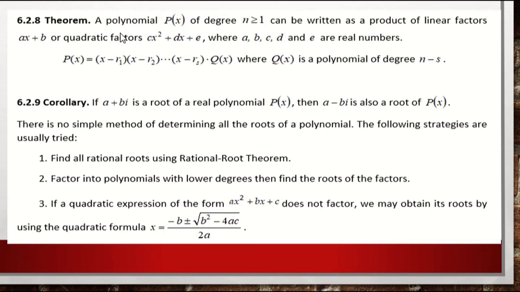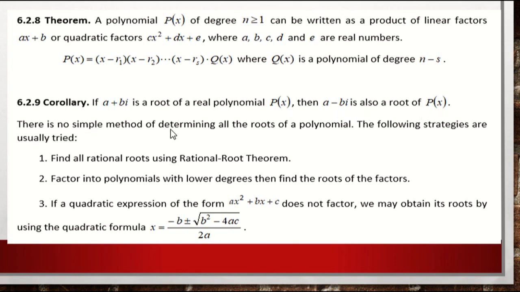Another theorem. A polynomial p of x of degree n greater than or equal to 1 can be written as a product of linear factors ax plus b or quadratic factors cx squared plus dx plus e, where a, b, c, d, and e are real numbers. P of x is equal to x minus r sub 1 times x minus r sub 2 up to x minus r sub s times q of x, where q of x is a polynomial of degree n minus s. Corollary. If a plus bi is a root of a real polynomial p of x, then a minus bi is also a root of p of x.